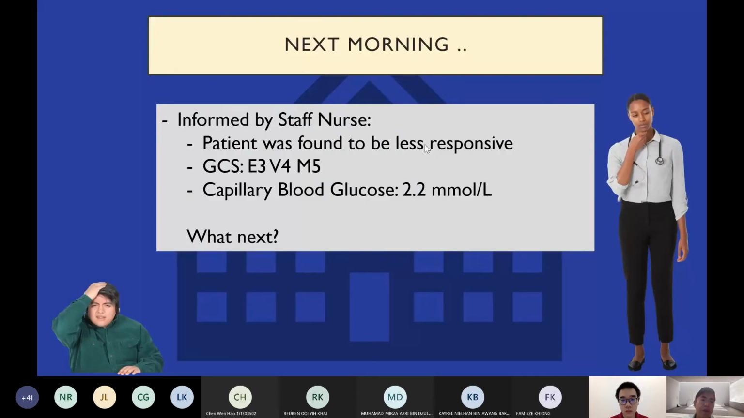So next morning, you found your patient that you were informed by the staff nurse was found to be unresponsive. His GCS was E3, V4, M5, okay, and his capillary blood glucose was 2.2. Anyone want to comment on this?